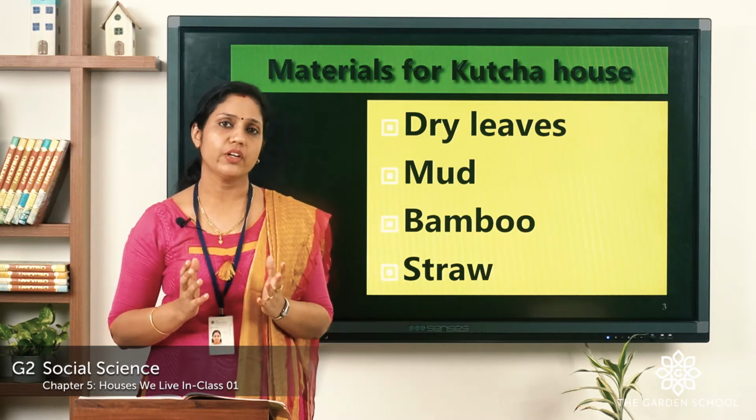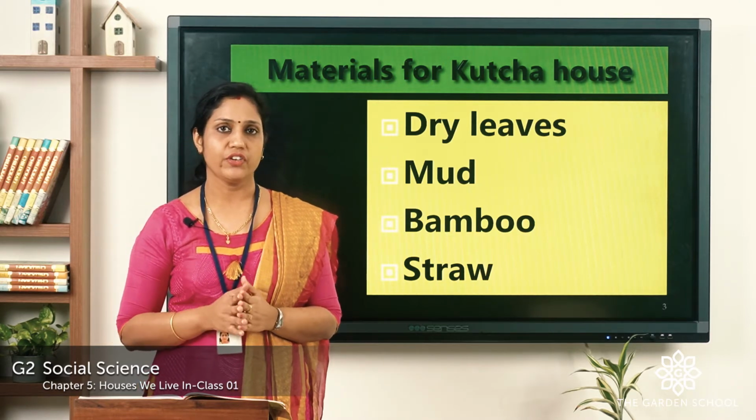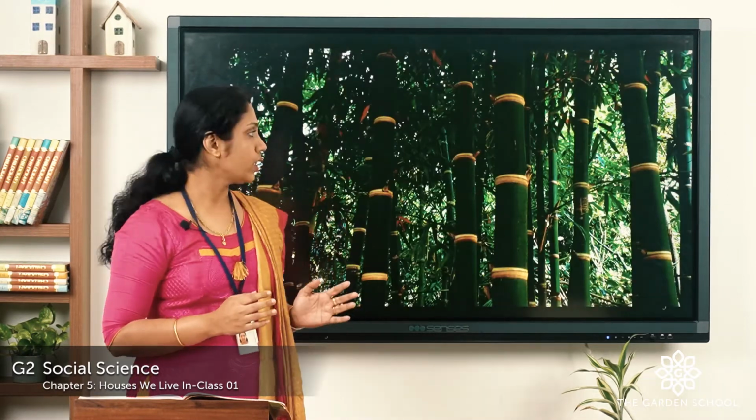So you all know what dry leaves are, the leaves that are dried. This is a picture of a straw. The straw are dried stalks of cereal plants. We have already learned what cereals are. Plants like rice, wheat, etc. are cereals. So those dried stalks are known as the straw. This straw is used to build a Kacha house. And bamboo, you know what bamboo is? Bamboo is also used to make a Kacha house.